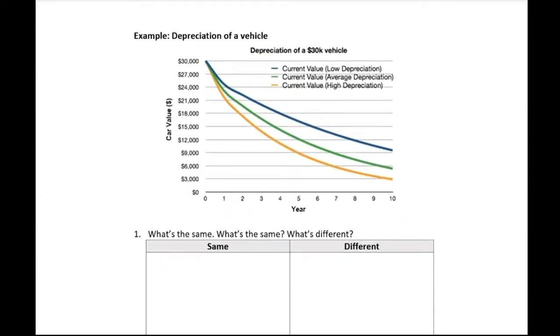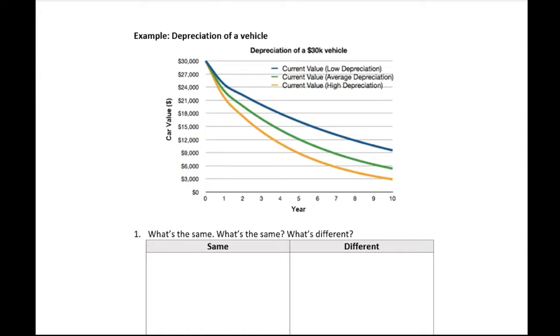Looking again at the depreciation of a vehicle, here we've graphed 3 situations for a $30,000 vehicle. So we're looking at the value of the car over time in 3 different scenarios. If there's a low depreciation, so basically it loses a small amount of value, maybe it's a high-end car, right? Maybe it's something like a BMW, a Jaguar, an Audi, a Mercedes, high-value cars like that. That would be in blue.